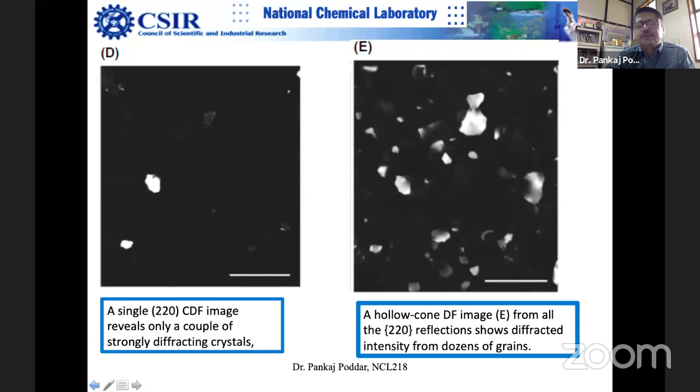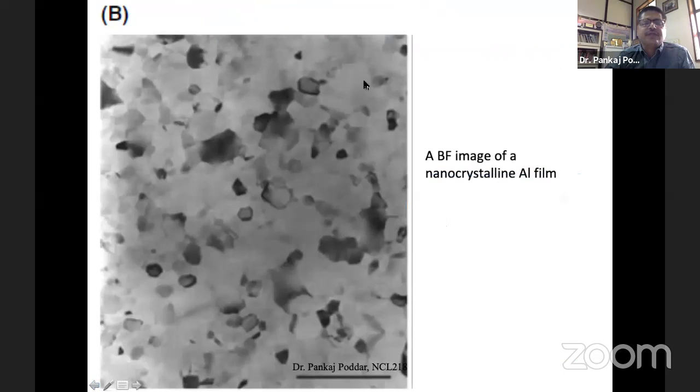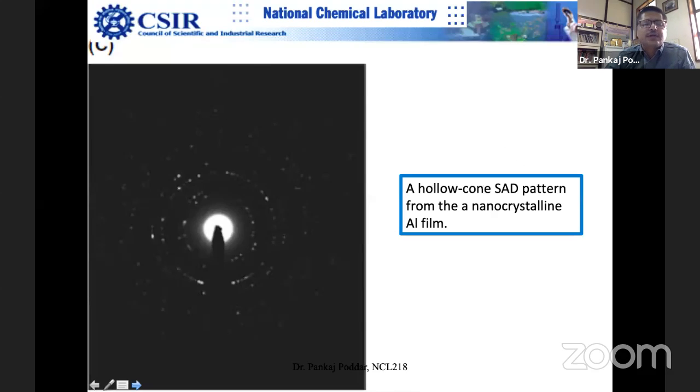So this is the advantage of hollow cone diffraction imaging. Even if you don't have hollow cone, at least I do not see students using this dark field. Dark field is my favorite actually. I mean, you can select, for example, you want to see which grains are 111 aligned. So just select 111 and form a dark field image. You can see out of this khichdi, a lot of grains are randomly oriented. All randomly oriented. You want to see which grain is aligned.